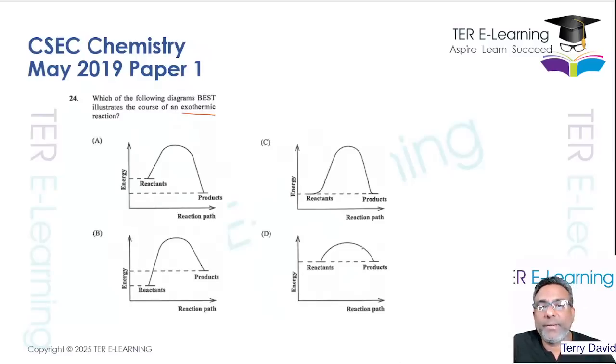Let's see what people are saying here. Okay, so a lot of people said, which one best represents an exothermic reaction? When it comes to an exothermic reaction, the energy content of the products has to be less than the reactants. So the only one that makes sense here is going to be E.